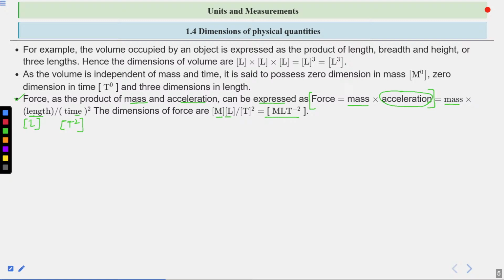Clear? The dimensional formula of the force is clear? Any doubt? I think no doubt.